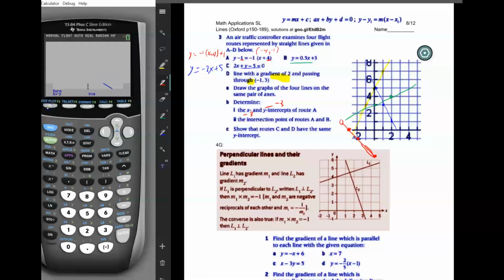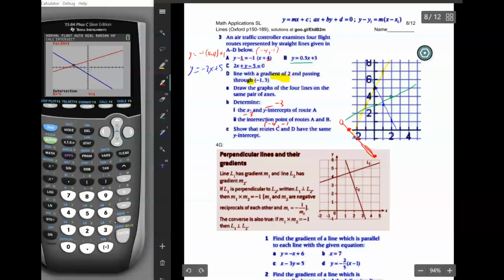Let's now graph the green line, which would be y equals 0.5x plus 3. Graph. And then I want to find the intersection point of the two. So I go second calc intersect, which we did in our investigation. You can see it's number 5. And basically I hit enter 3 times. So first curve, second curve, guess. And the intersection is -4, 1.